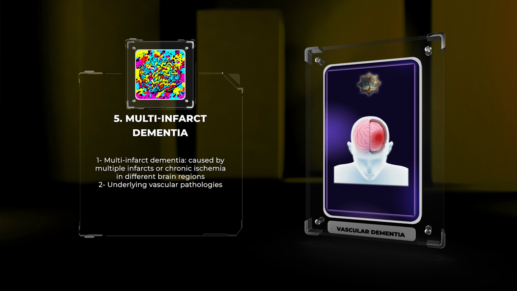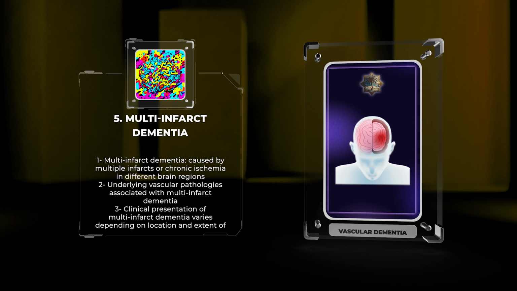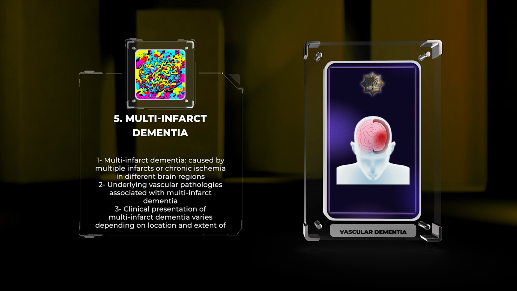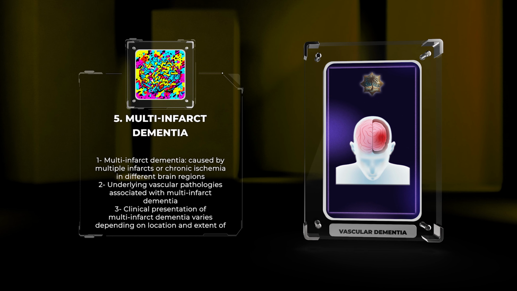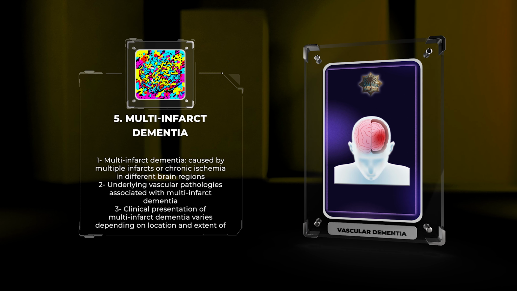Multi-infarct dementia, also known as vascular dementia, is a type of dementia caused by multiple, small infarcts or chronic ischemia in different brain regions. This heterogeneous condition can result from various underlying vascular pathologies such as large artery atherosclerosis, small vessel disease, or embolic events.